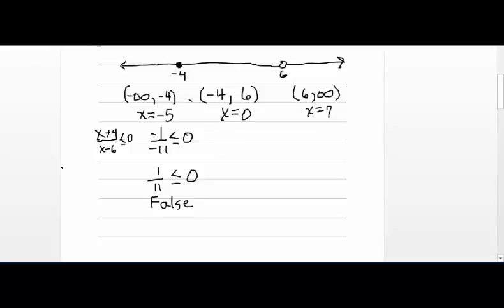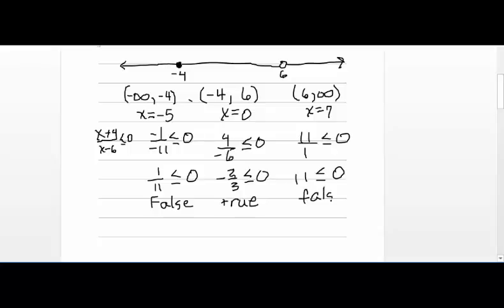Now let's try 0 as our test number. 0 plus 4 is 4, and 0 minus 6 is negative 6. That's the same as negative 2 over 3, less than or equal to 0, and that's true. Then let's let x equal 7. 7 plus 4 is 11, and 7 minus 6 is 1. So 11 over 1 less than or equal to 0, 11 less than or equal to 0. 11 is not less than or equal to 0, so this is false.